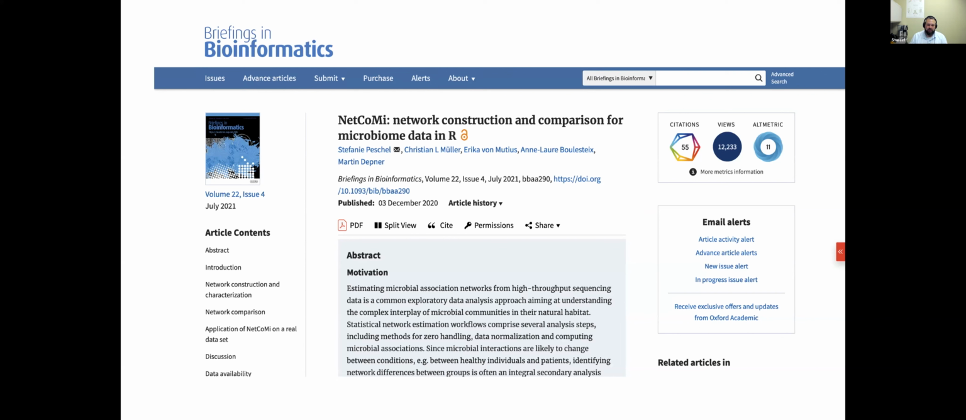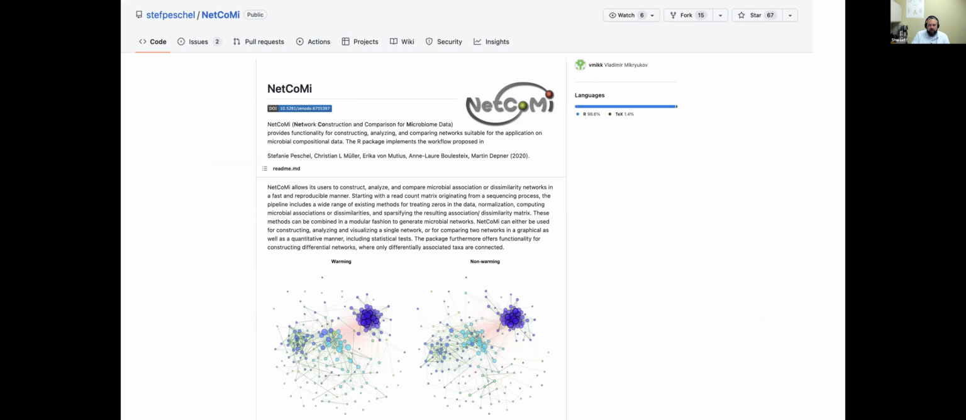But again, all these different methods are located in different places and have different levels of ease to run them or implement them, and this NetCoMi package puts everything in one location within a similar framework. It's very useful for that aspect. This is the GitHub page. You can go download it.